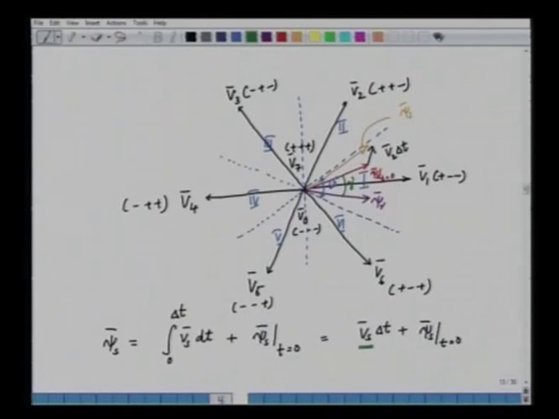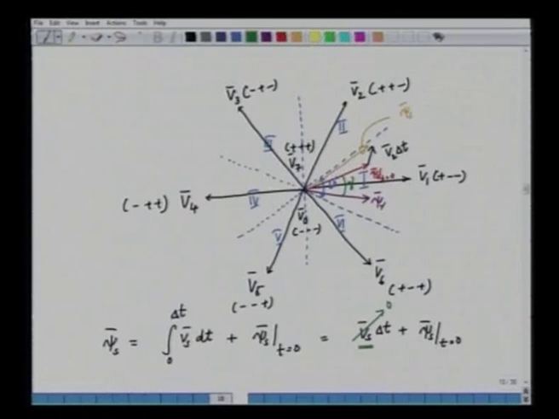So, in this case, if you apply a voltage vector that is equal to 0, what we can say is that this component vanishes. If that vanishes, you know that psi s equal to psi s at t equal to 0.